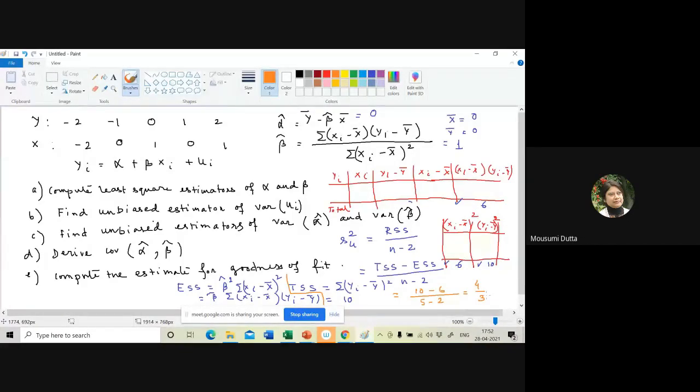I hope you are getting how to calculate this kind of thing. S u square is RSS by n minus 2. RSS we need to calculate from the data, so we use the formulas for TSS and ESS, subtract ESS from TSS to get RSS, and then get S u square. So the second part is finished: S u square is equal to 4 by 3. Is there anyone who has some problem or query up to part B?